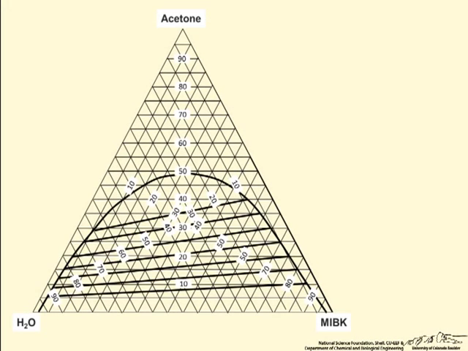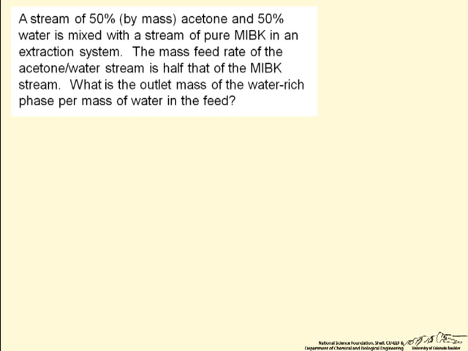This screencast is going to go over a phase diagram for a ternary system. In the following example, we have a stream that's 50% mass acetone and 50% by mass water. And this is mixed with a pure stream of methyl isobutyl ketone. The mass feed rate of the acetone water stream is half that of the MIBK stream. We're asked to determine what the outlet mass of the water-rich phase is per mass of water in the feed.